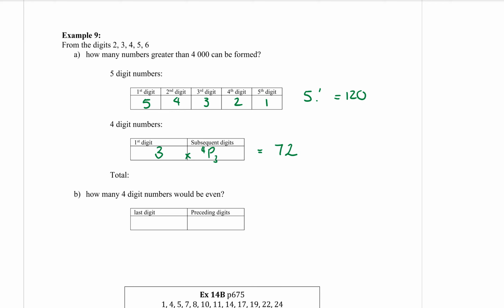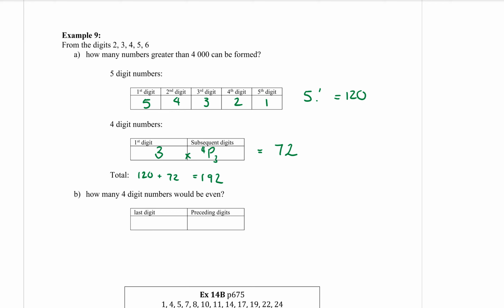Oh, no, I haven't finished, sorry. I found how many 5-digit numbers. I found how many 4-digit numbers. I really should find the total. We just add those together. 120 plus 72, so there's 192 numbers that could be made larger than 4,000.